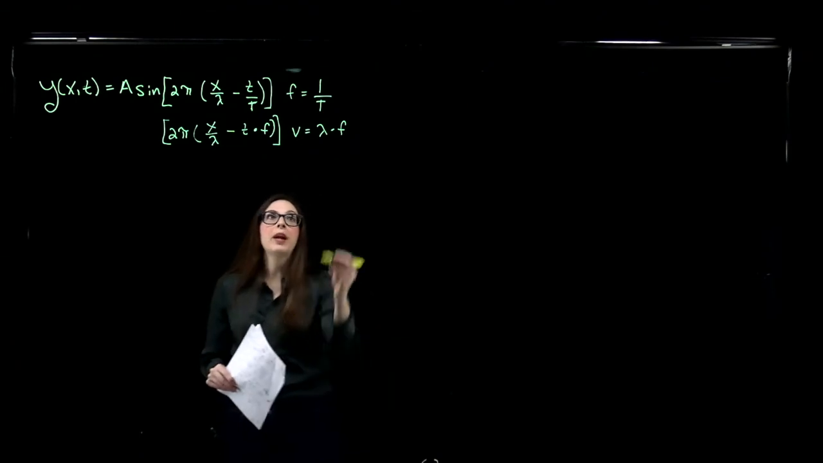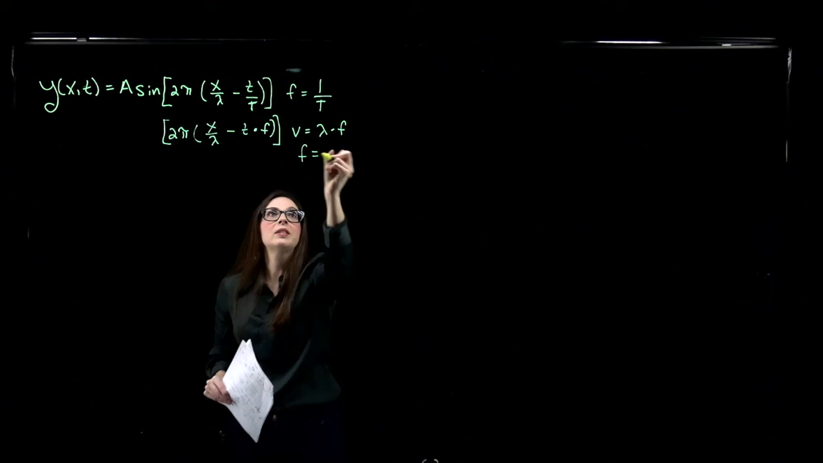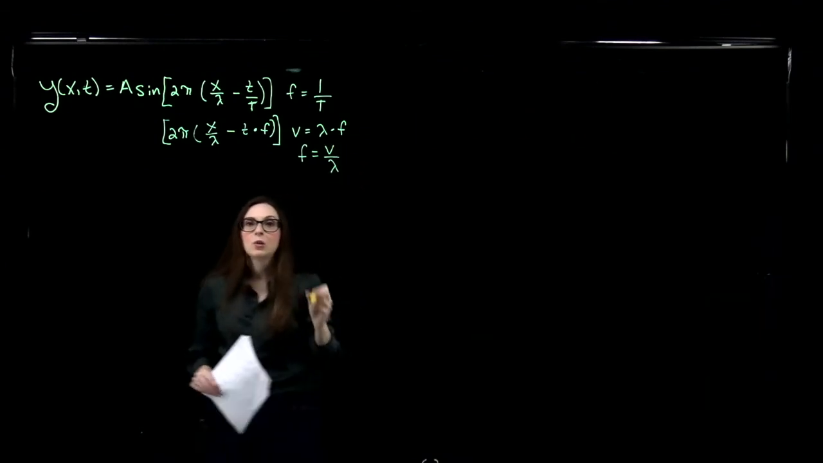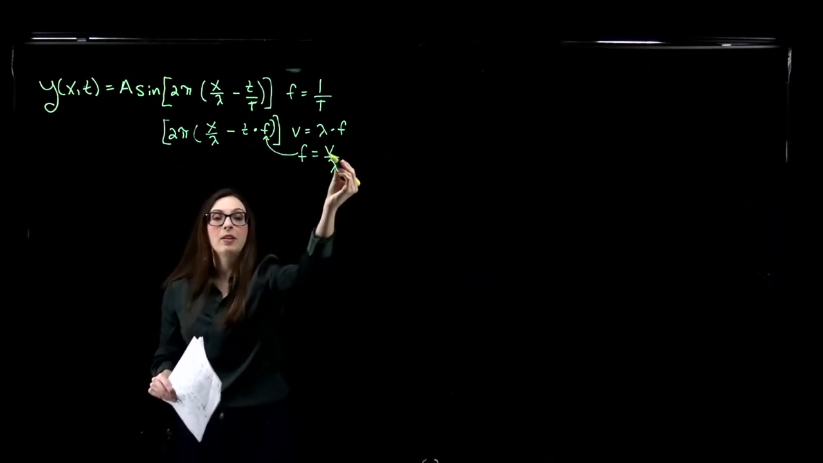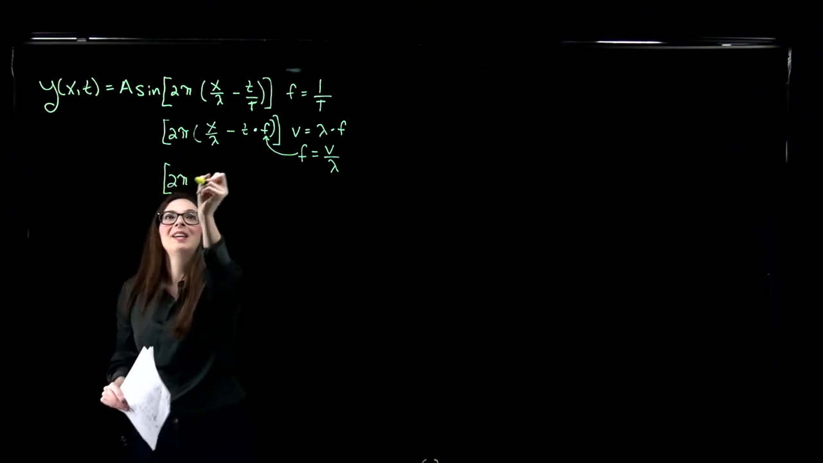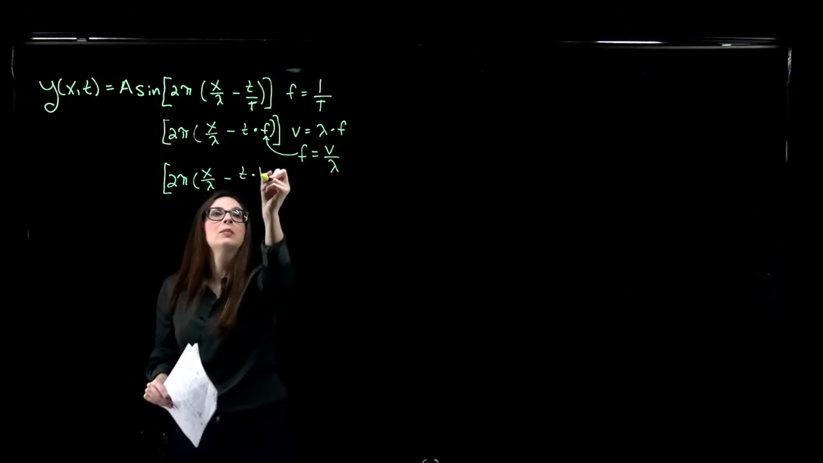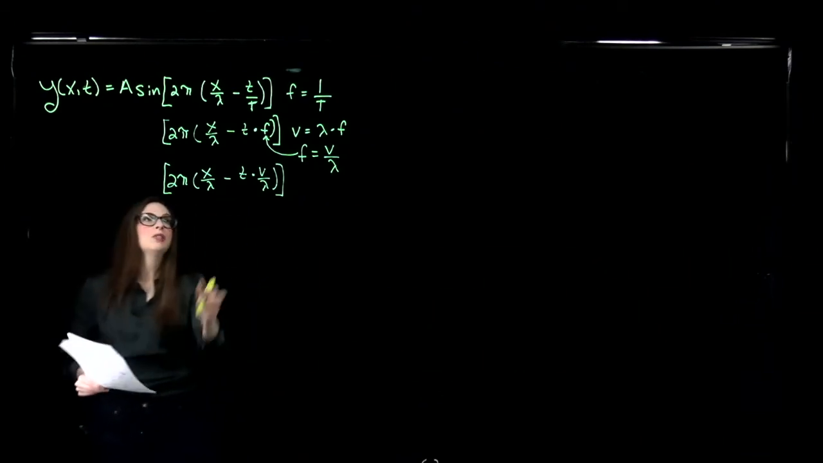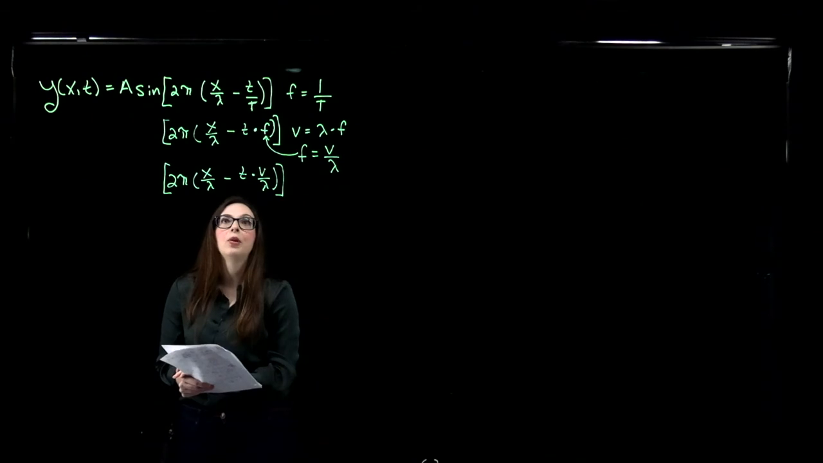Now we also remember that the speed of the wave is equal to the wavelength times the frequency. I can rearrange this to solve for the frequency, and if I do that, then we find that the frequency is equal to the speed of the wave divided by the wavelength. So I'm going to replace f in this equation with the speed of the wave divided by the wavelength. Then my argument becomes 2 pi times x over lambda minus t times v over lambda. I see that both of these terms have the wavelength lambda.